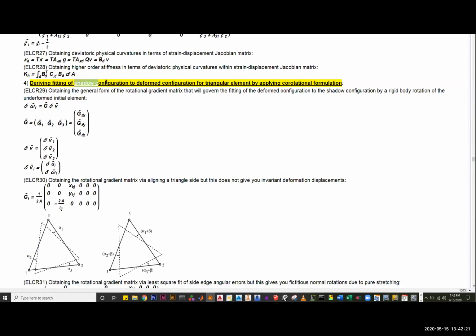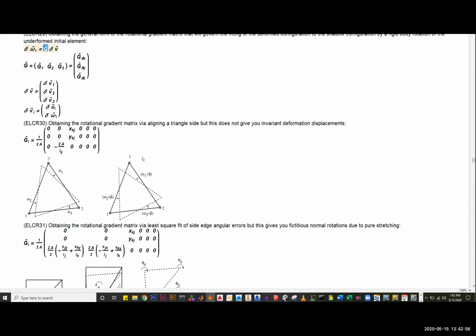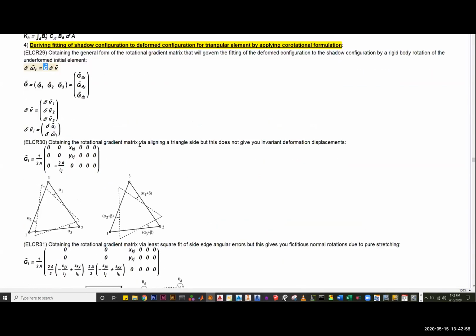So now we bring in the kinematics. And what I'm doing here is, as I said, how do you fit this shadow configuration with your deformed configuration, which is by a rotation. It's just the G matrix. I think I mentioned this before, but the G matrix is just trying to map your degrees of freedom to this rigid rotation or motion. So it's just a mapping, but how this G is going to change depends on what algorithm you use to map this. So I'm going to talk about their advantages and disadvantages.